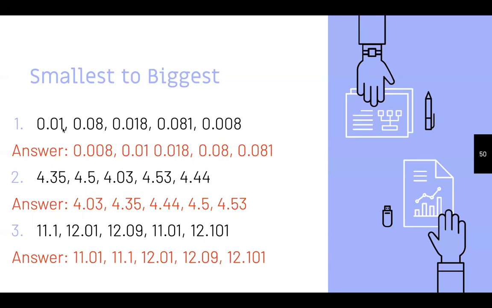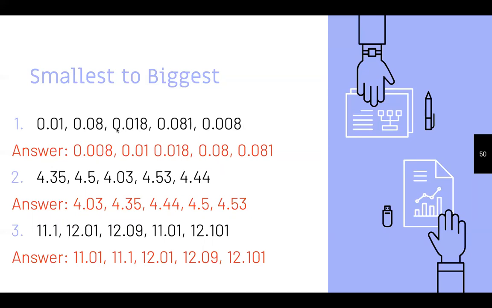Now we look at the 100 spot, right? Well, we want to find one that has 0, or the lowest number possible, and the only one that has that is the 0.008. So that's the smallest.